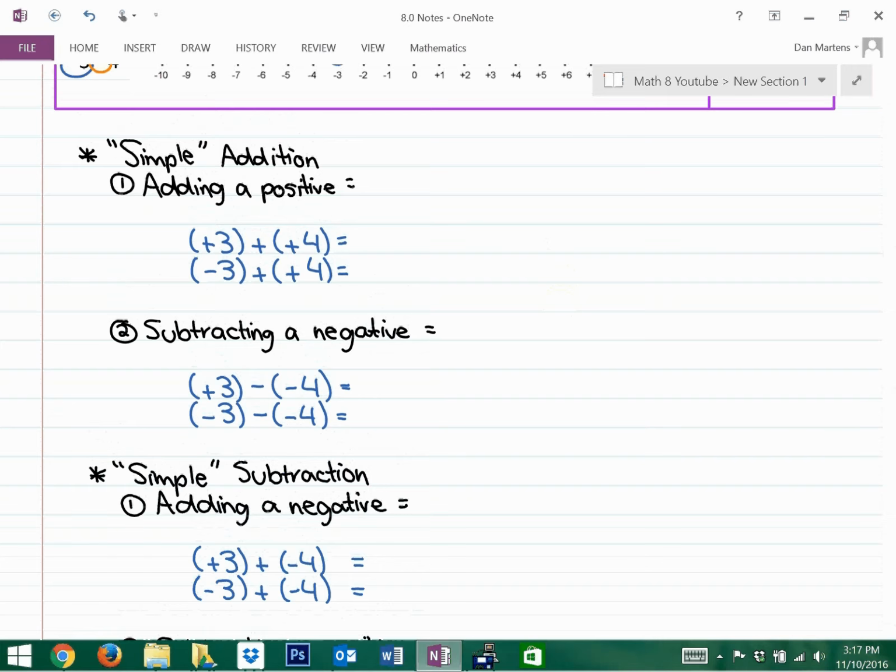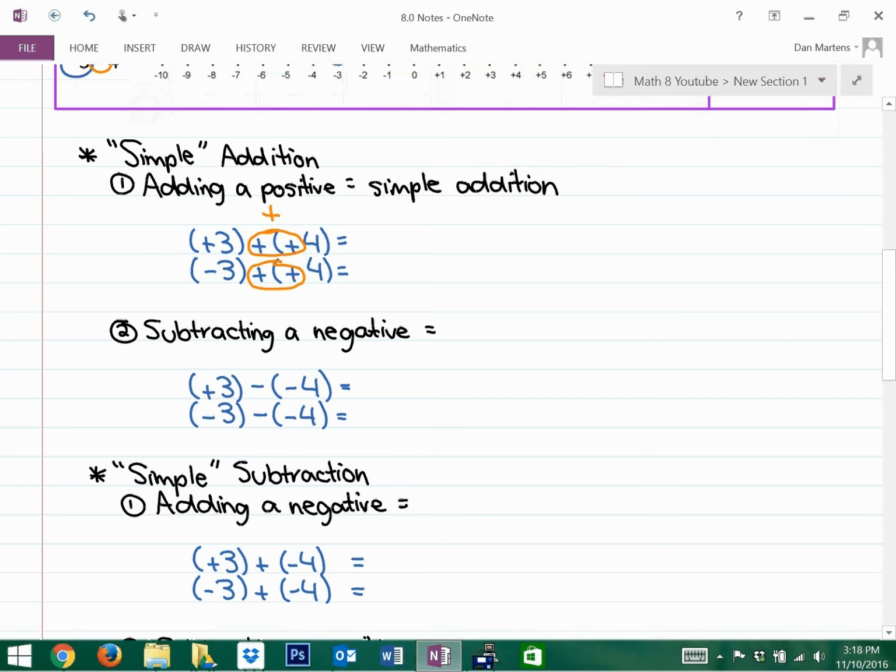So simple addition, if you're ever adding a positive, so as you can see, let me just circle them in orange like I did previously. If you're ever adding a positive, that's the same as simple addition. Okay? So simple addition, adding a positive is equal to simple addition.